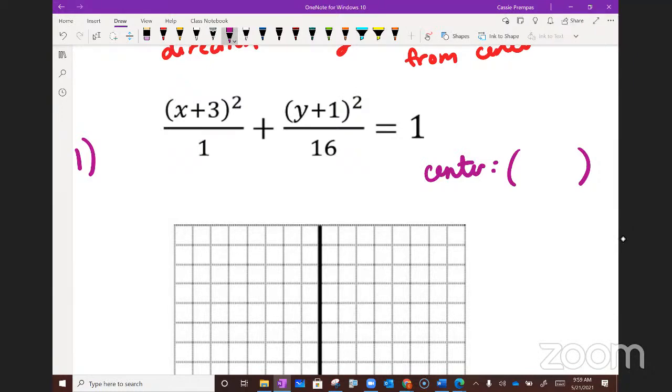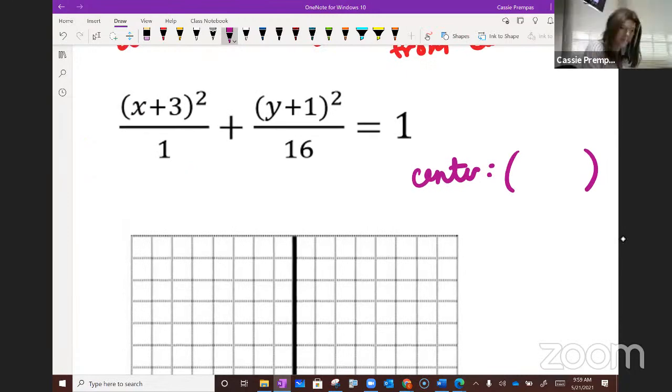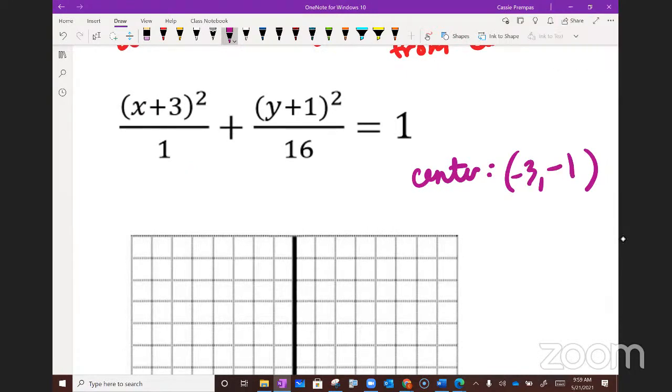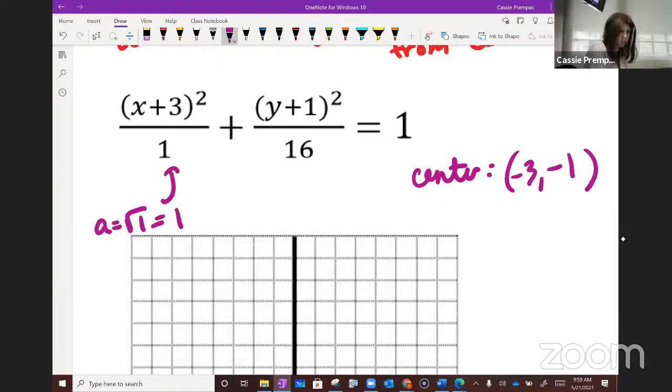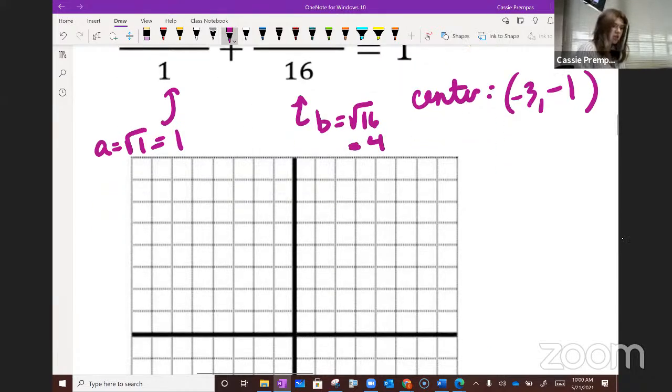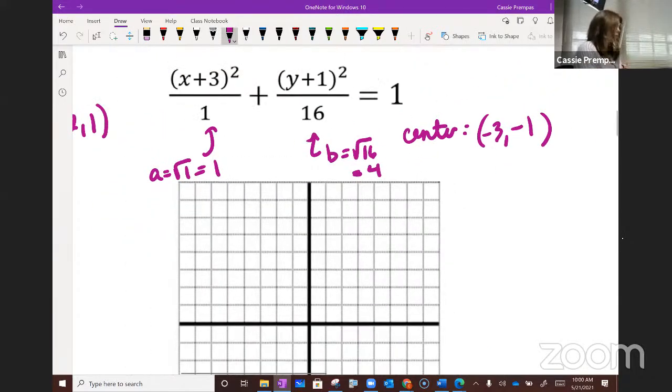Fair enough. So I'll go ahead and do this one. The center is -3, -1. And then the A value would be the square root of 1, which is 1. And the B value is the square root of 16, which is 4. All right, guys, go ahead and check. You should have a center of -3, -1, an A value of 1, a B value of 4.